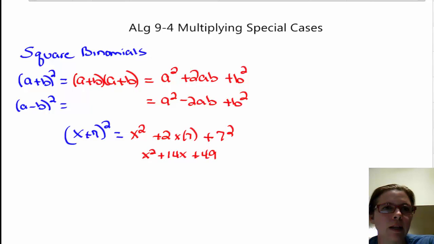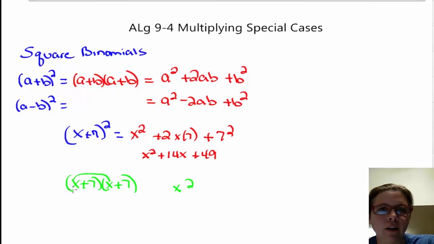Now, if you were going to FOIL it, let me change the color here real quick. Because this says (x plus 7) squared, it's (x plus 7) times (x plus 7), then you can just do your FOIL if that other one doesn't make sense. So that gives us x squared first, outside, plus 7x, plus 7x, plus 49.